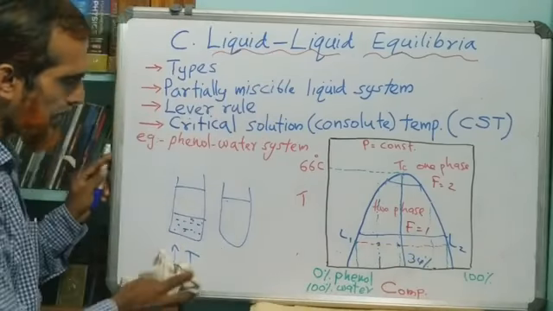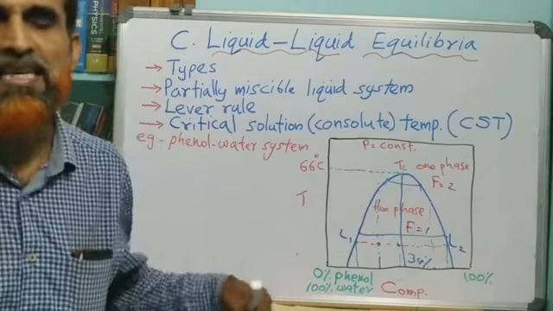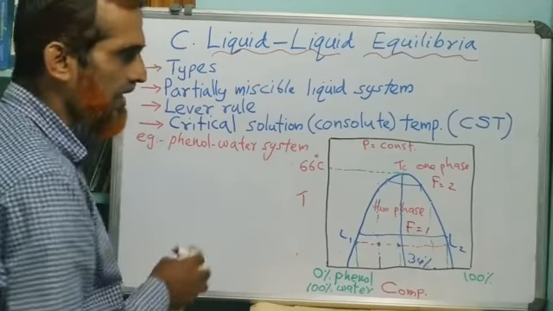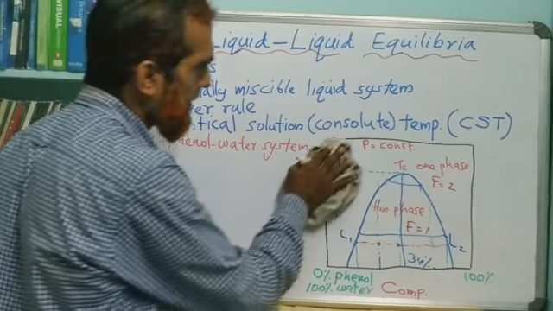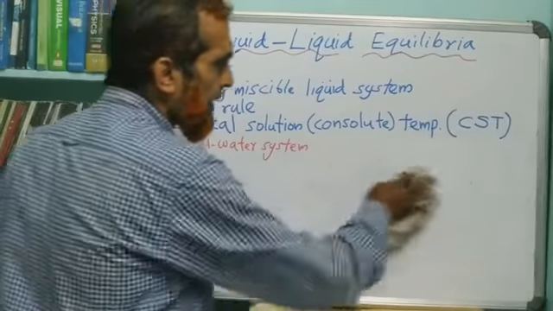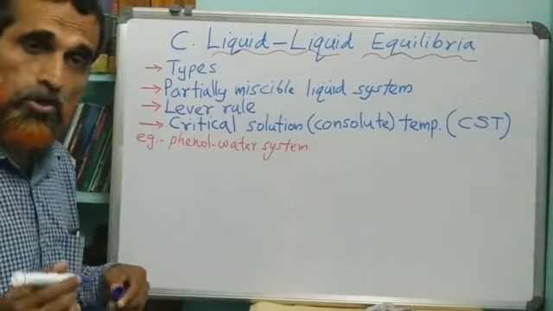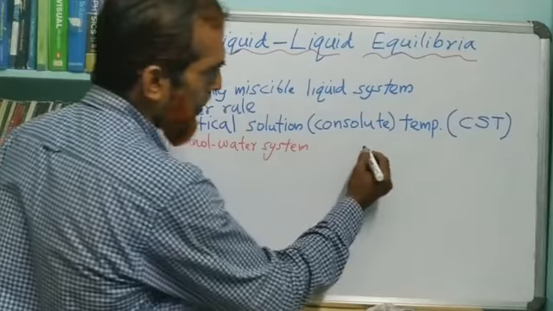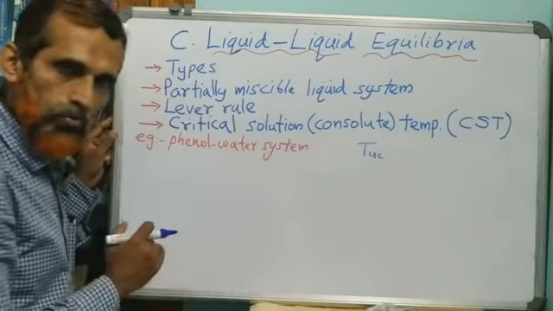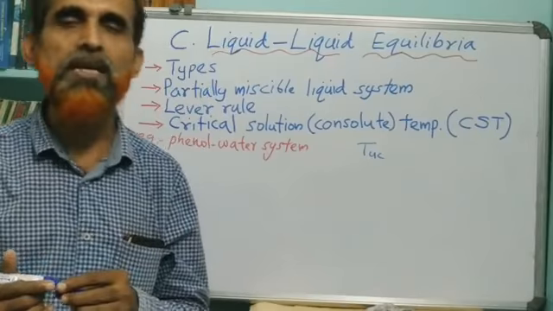So CST is an important property of partially miscible liquid systems. The phenol water system and the CST come in your physical chemistry practicals, so this theory is important. You should understand this theory very clearly, right? So this is the phenol water system having a critical temperature, and this particular critical temperature is called the upper critical temperature, or we write TUC, because you are getting a temperature above which the two liquids become soluble when you increase the temperature.